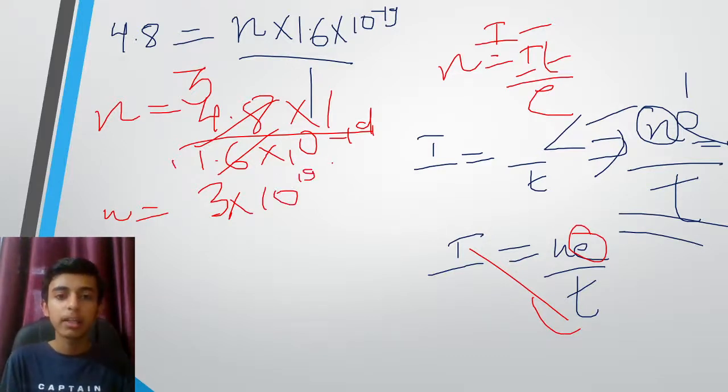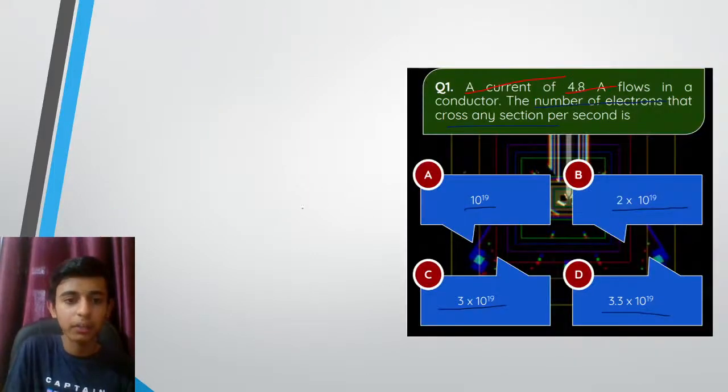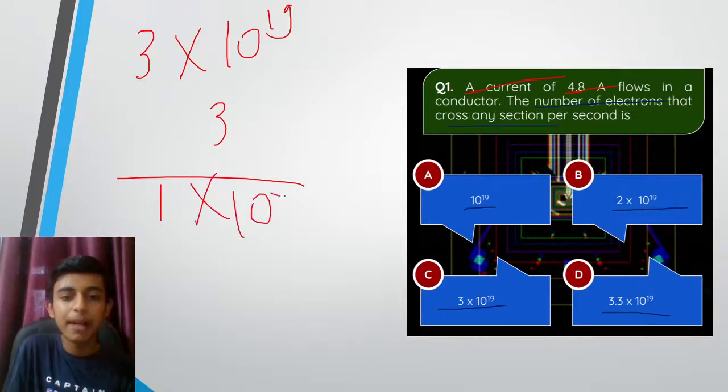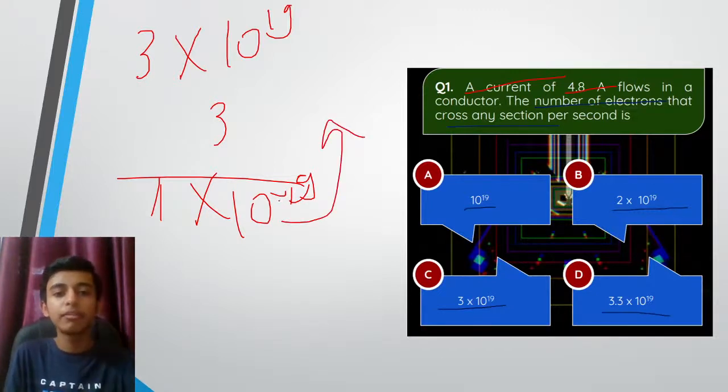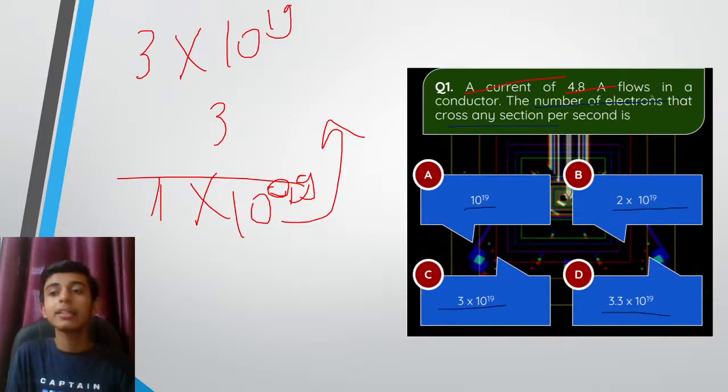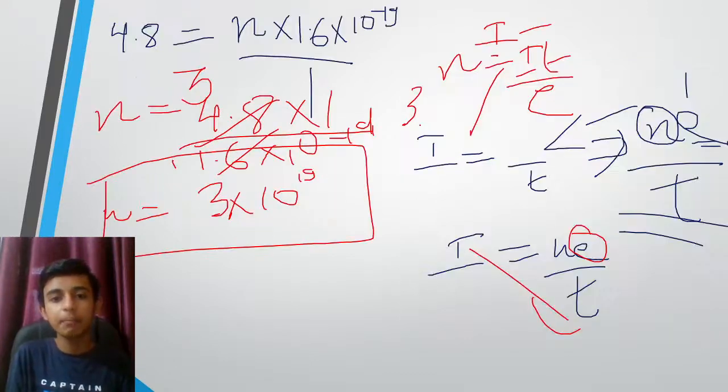How? This is going to be 1, so actually it is going to be 3 upon 10 to the power minus 19. If 3 into 10 to the power 19, how did we get this? Because 3 upon 1 into 10 to the power minus 19. Now 1, leave it. If we send this 10 to the power minus 19 above, then the sign will change. So this negative will become positive. So we get that the number of electrons will be 3 into 10 to the power 19, if a current of 4.8 amperes is flowing in a conductor in 1 second. I hope it is clear.